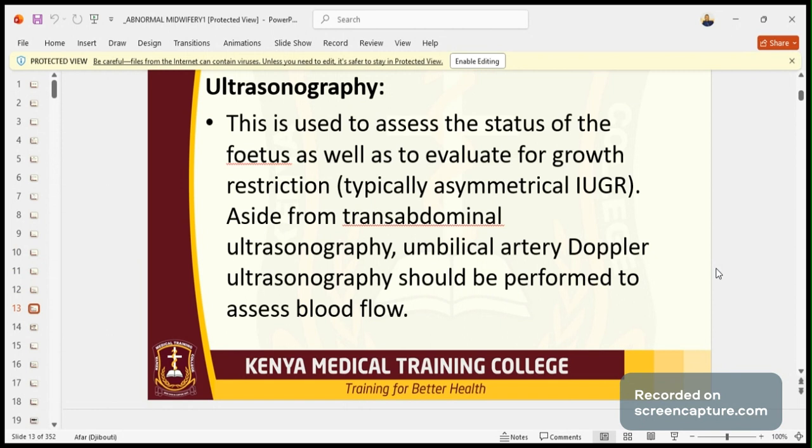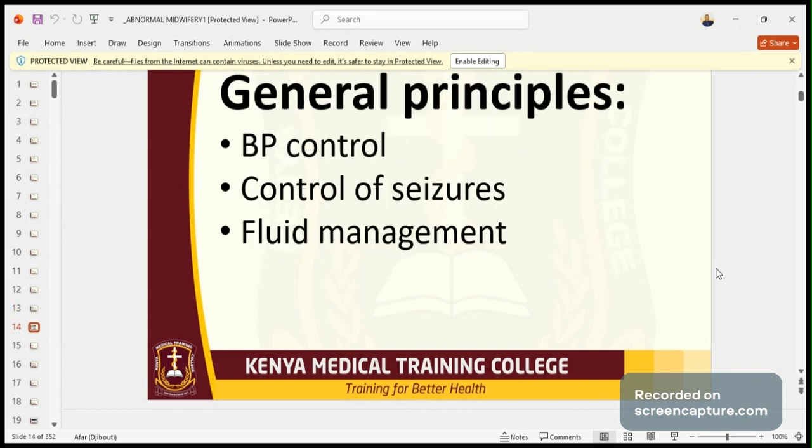Ultrasonography is used to assess the state of the fetus as well as to evaluate for growth restriction. So normally we do the BPP, the biophysical profile of the baby: the gross movement, the somatic movement, all those. Then symmetric intrauterine growth retardation is checked. And aside from transabdominal ultrasonography, umbilical Doppler ultrasonography should be performed to assess the blood flow in the uterus, okay, and also to the fetus.